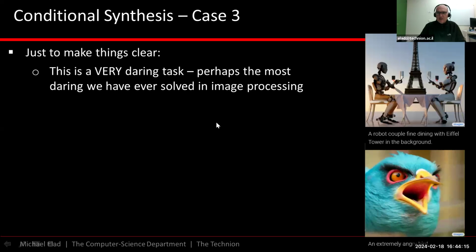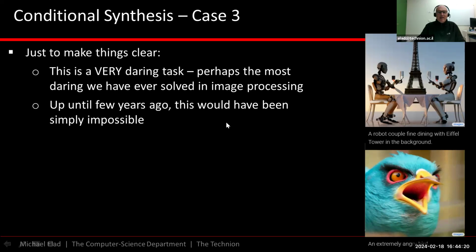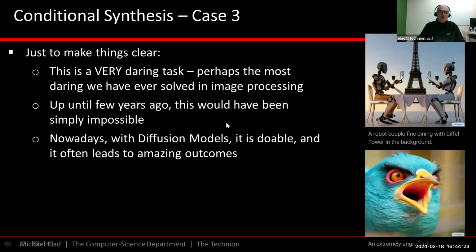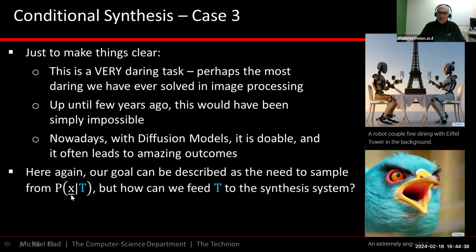This is a very daring task, something that we couldn't do 2 years ago and before. It's fascinating, and yet it is totally possible these days. Diffusion models brought a revolution and enabled this to the levels that we see in these examples. An extremely angry bird, and you get this one. Again, what we do here is to sample from the conditional probability of x given t. Now, t is the prompt, and the question is, how do we do that? And we'll talk about it today. This will be our last portion of the lecture today.